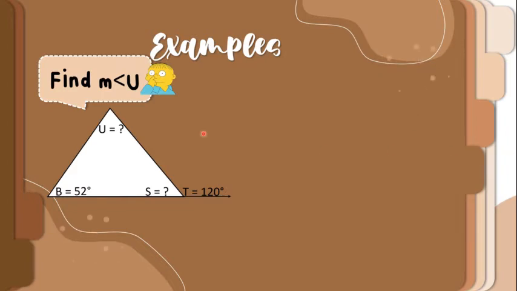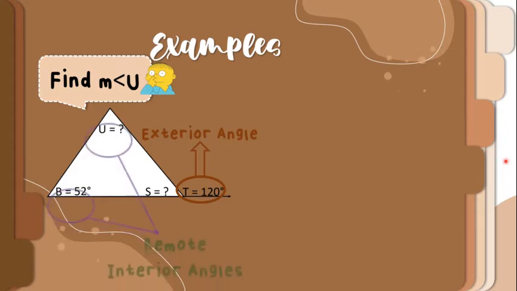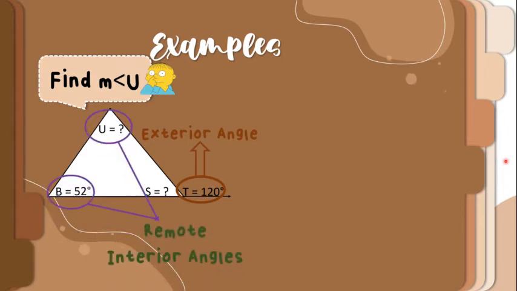But before solving, let us first identify the exterior and the two remote interior angles. In this figure, we can easily identify that angle T is the exterior angle and it has the value of 120 degrees, while the two remote interior angles are angles B and U. Angle B has a measurement of 52 degrees, while angle U is unknown. This is what we are going to look for.